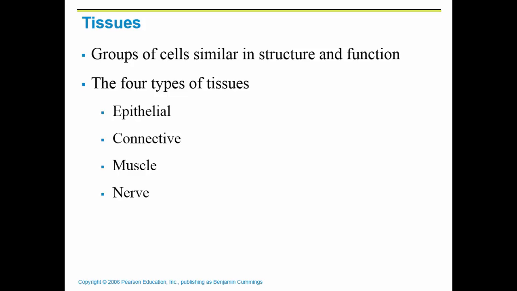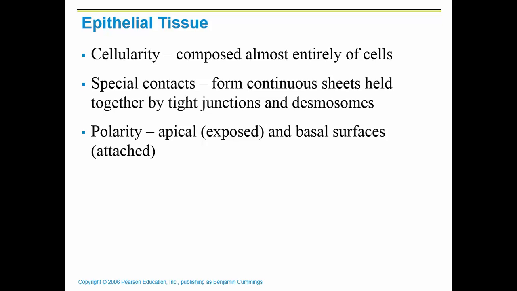cells with similar structure and function and are working together to perform some type of task in the human body. There are 4 basic types of tissue. We are going to start with epithelial tissue. We'll go on to connective, muscle, and nervous tissue.